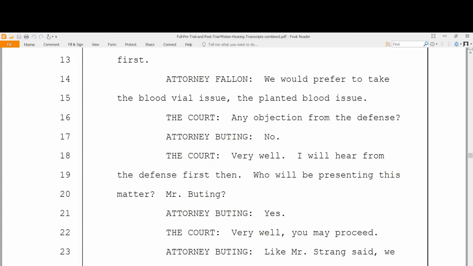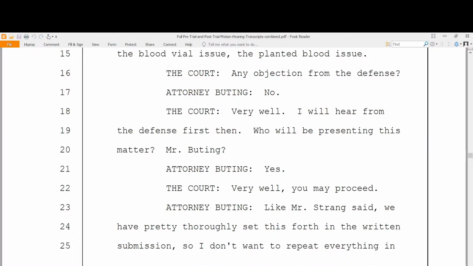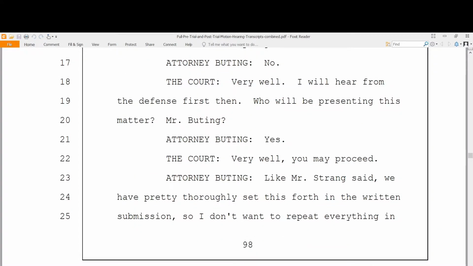I will hear from the defense first then. Who will be presenting the matter? Mr. Buting? Attorney Buting: Yes. The Court: Very well, you may proceed.